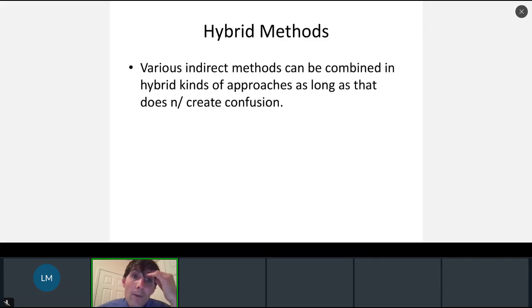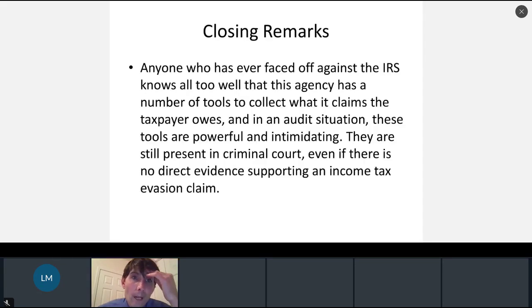Hybrid methods. Various indirect methods can be combined in hybrid kinds of approaches as long as that does not create confusion. So, closing remarks here as we wind down. Anyone who has ever faced off against the IRS knows all too well that this agency means business. They have a number of tools to collect what it claims the taxpayer owes. And in an audit situation, these tools are powerful and, yes, very frightening and intimidating. They are still present in criminal court, even if there is no direct evidence supporting an income evasion claim.